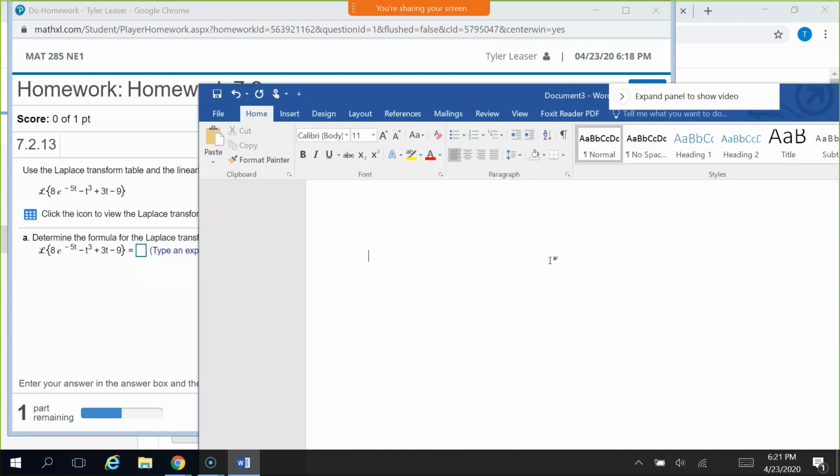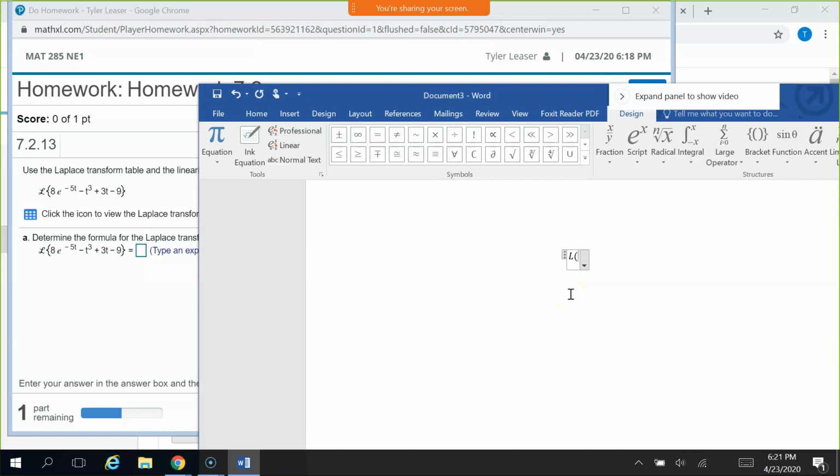So really what we're trying to do is the Laplace transform. I'm just going to do capital L instead of that curvy L. My L's, the cursive L starts looking like a 2, and I gotta be careful. So we're going to do the Laplace of the first one minus the Laplace of t cubed plus the Laplace of 3t minus the Laplace of 9.